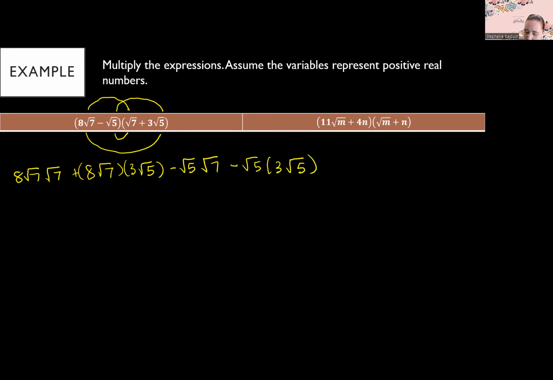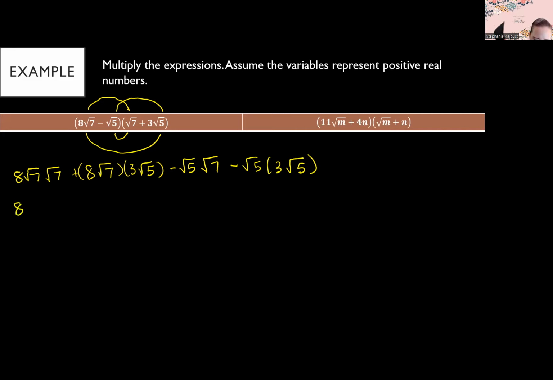So I'm actually going to just duplicate this slide and do the second problem on a new slide because I'm clearly needing more room. So, okay. So once you've written out the FOIL, first, outside, inside, last, you need to do that multiplication.